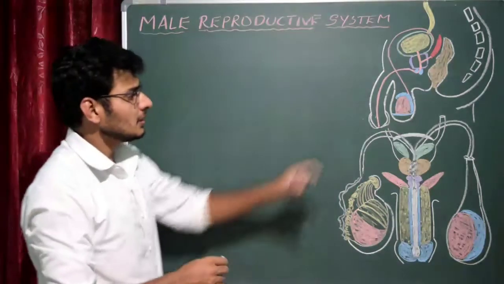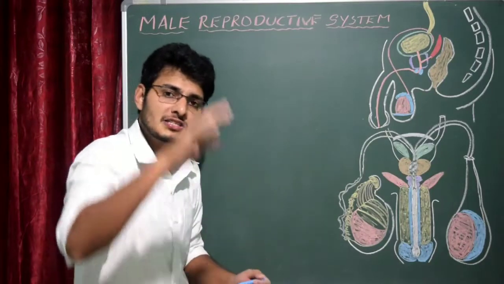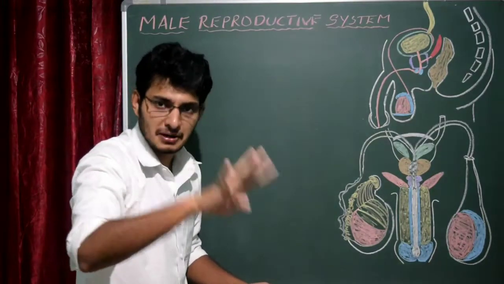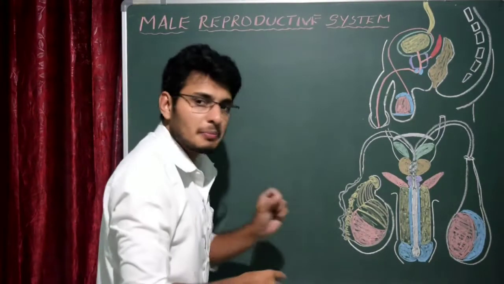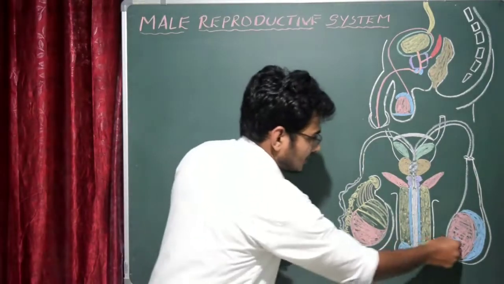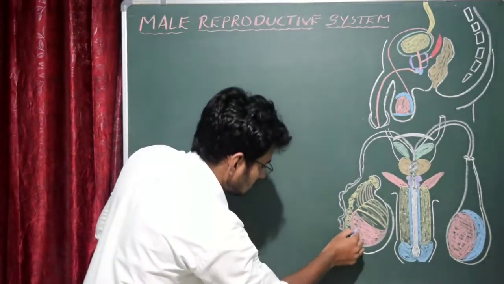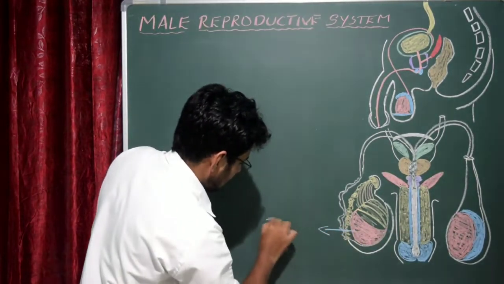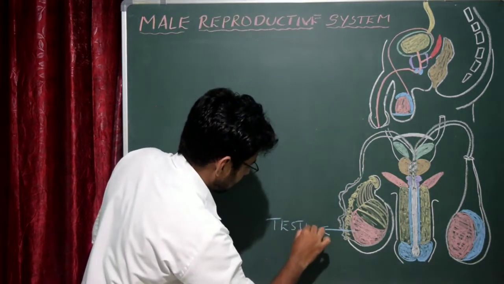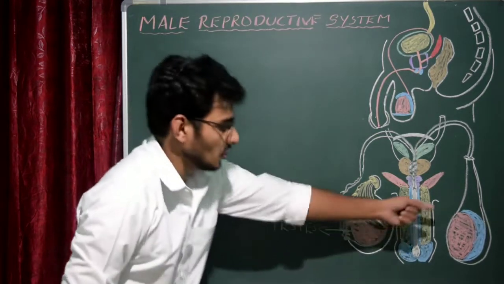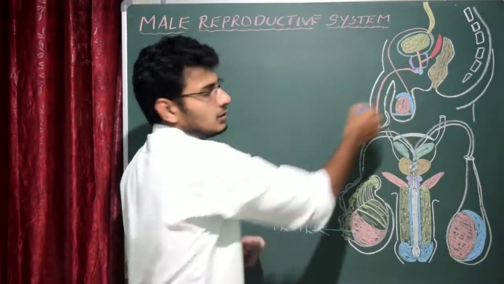Now we will label the male reproductive system. We have already studied the four important parts of the MRS. The first part is the primary sex organ. What is it? That is the testis, correct? So this is the testis, a pair of testes. And this also is a testis.